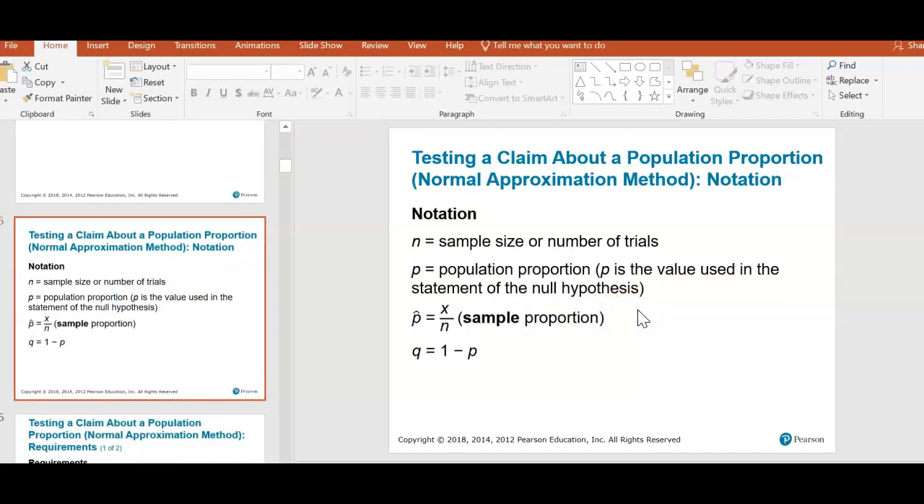Some notation: n is your sample size or number of trials. p is your population proportion. That's what we're going to use in the null hypothesis. p hat is your sample proportion. And then q is 1 minus p.